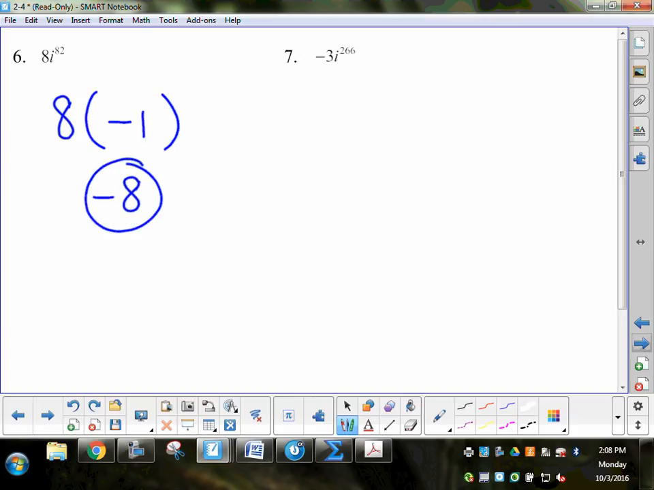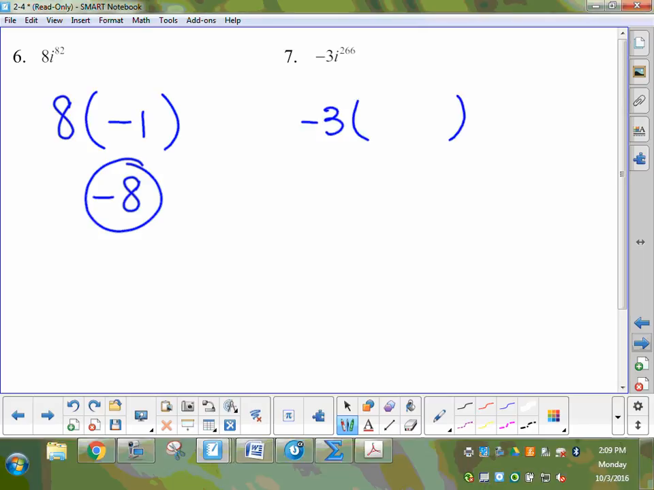Next one up, -3 times i to the 266th power. So hands up, please, when you can tell me what i to the 266th power is going to be. Find a multiple. It's not math magic. If you need to use your calculator to find one that's nearby, go through and tell me how many. We can get there. We'll wait.